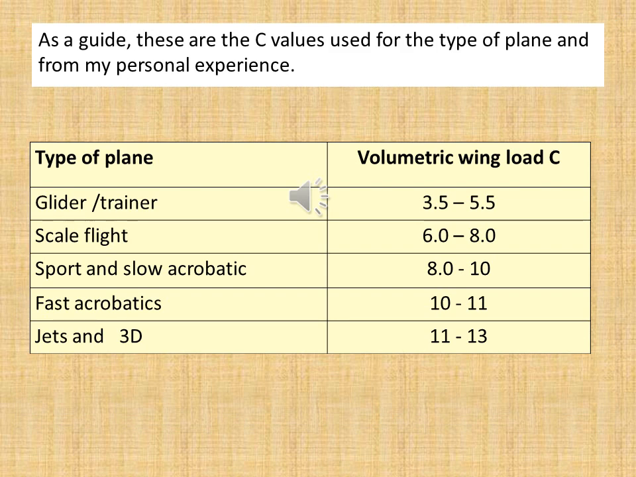As a guide, these are the C values used for the type of plane, from my personal experience. For gliders and trainers, 3.5 to 5.5. For scale flight, 6 to 8. For sport and aerobatic, 8 to 10. For acrobatics, 10 to 11. For jets and 3D, 11 to 13.